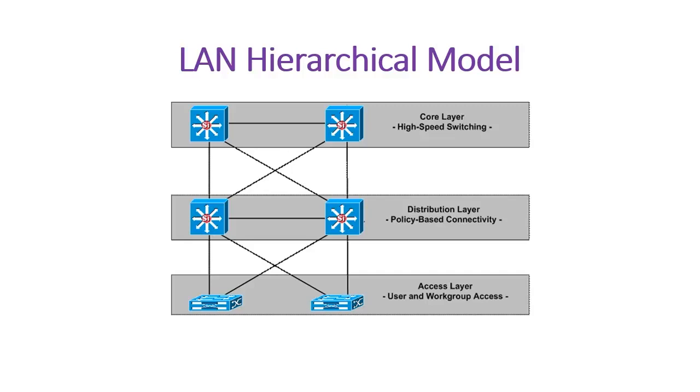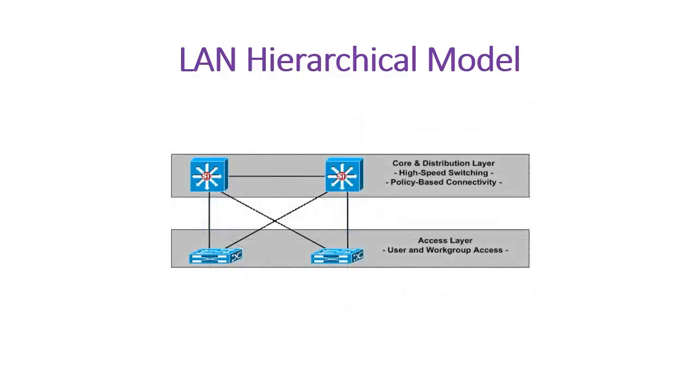Now, for a medium-sized company, and this will happen frequently, or at a branch office, there's not really a need to build out a separate core and distribution layer. Also, you may not simply have the finances to do so. So you can combine the core and distribution layer into one layer where you're receiving services for high-speed switching, but also implementing your quality of service. And then your core and distribution layer is connecting into the access layer, where again, users and work groups are gaining access to the network.